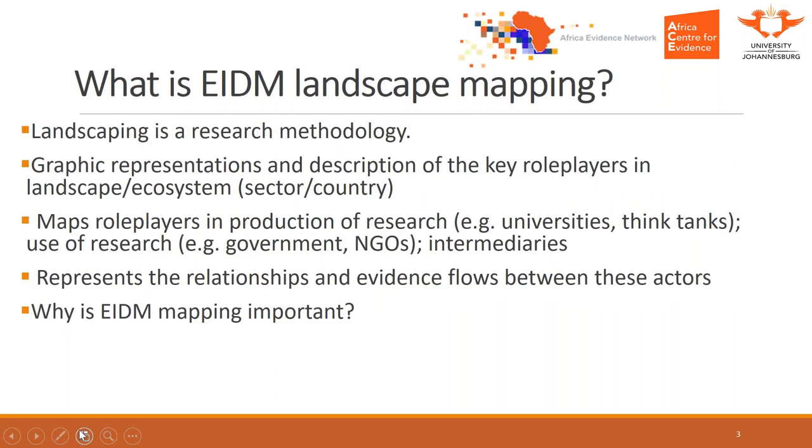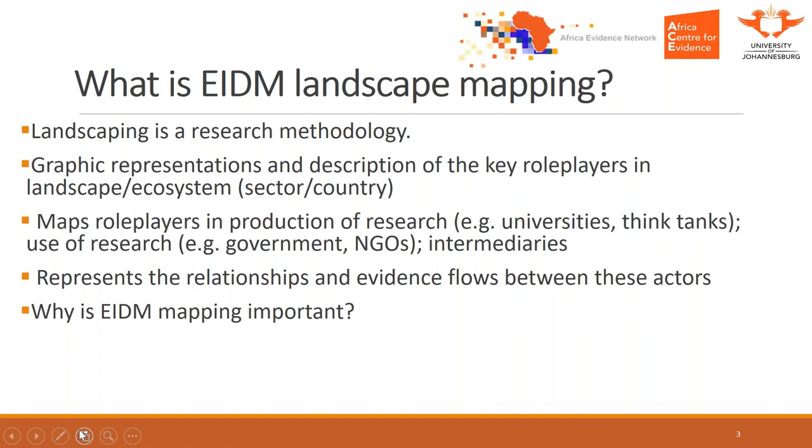Landscape mapping is a research methodology that attempts to capture this complexity in role players and engagement within the evidence ecosystem. It's a very nice way to understand what's going on in different countries and what sort of networks are important for countries and specifically for certain sectors. It maps key role players in the production of research. A good example is universities, research councils, think tanks, and role players in the use of research as well: governments, NGOs, professional bodies, as well as intermediaries, knowledge brokers, donor organizations, and networks. In addition, landscape maps attempt to represent the relationship and evidence flow between these actors by using arrows and other descriptive graphics, which I will show you in the next slide.